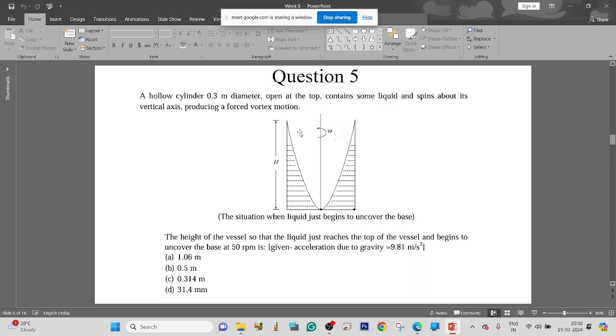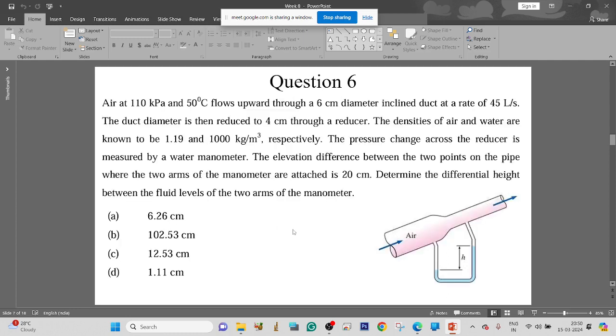So omega is 2 pi into the RPM, that is 50, upon 60 to take it to seconds, squared, multiplied by 0.15 whole square, over 2 into 9.81. If you solve this up, this will be 0.0314 meter. This is option D. Okay, so let's proceed to the next question now.